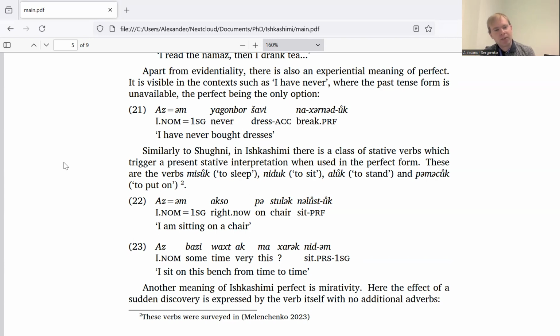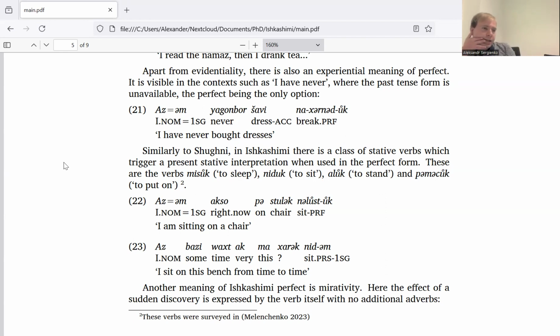So for example, "I'm sitting on a chair right now" would be azamakso pestuluk nilustuk, right? You see the perfect form here, nilustuk. And if you want to use it in the habitual context, you use the verb form nidam. "I sit on this bench from time to time," and nidam is the present tense form.